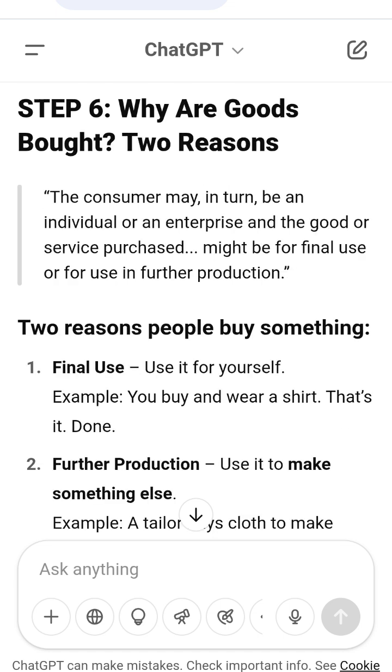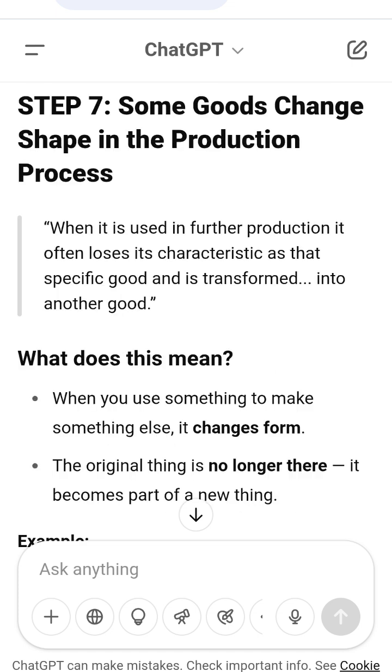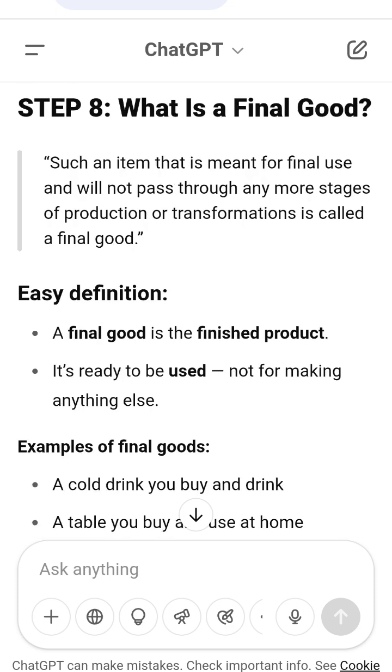Summary in simple words. In today's world, millions of people and businesses make all kinds of goods, like phones, clothes, and services, like doctor visits, haircuts. These are all made to be sold, not kept. Some things are small, some are huge. Some are physical things, others are helpful actions.